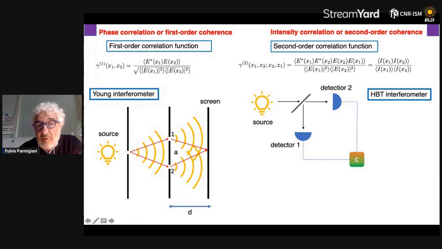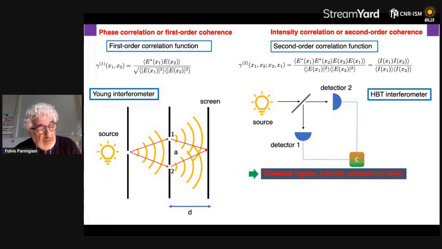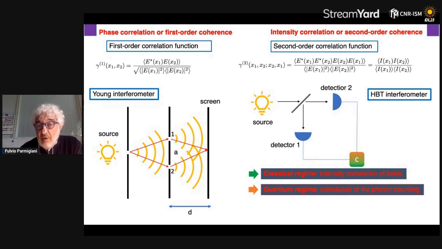And essentially the scheme is the following. You have the source, you split the light coming from the source, and you use two detectors, typically intensity detectors, and you measure the correlation between the light that is detected on detector 1 and detector 2 that are, for example, placed at different distances just to make the intensity correlation. Well, this is a very interesting setup because it can be used in the classical regime, meaning that you measure just the intensity, but it can be used also in the quantum regime because you can detect the photon. So you do essentially a photon counting.